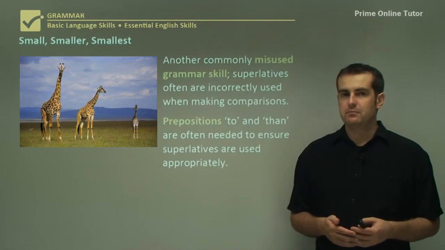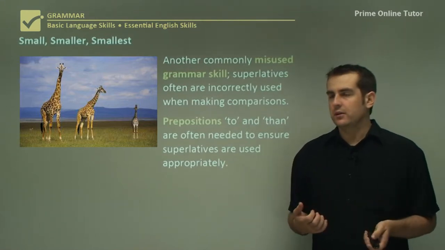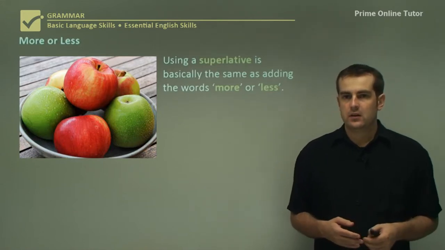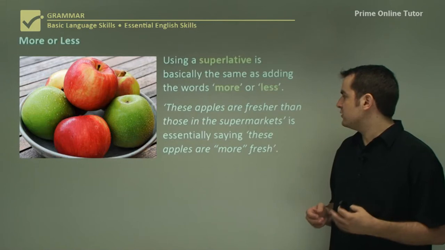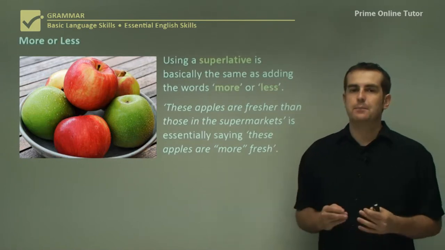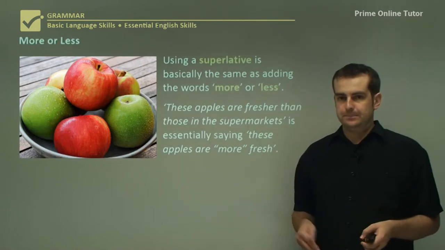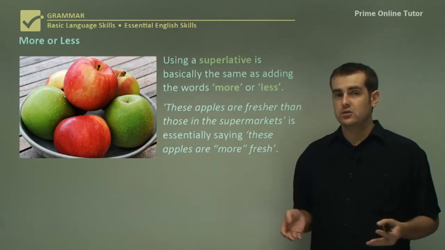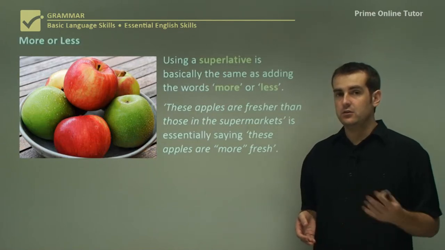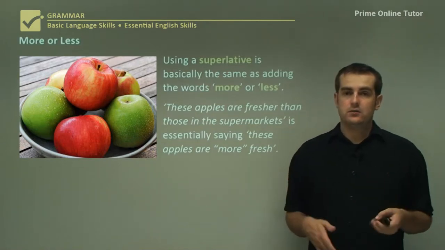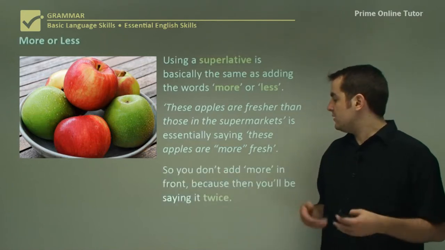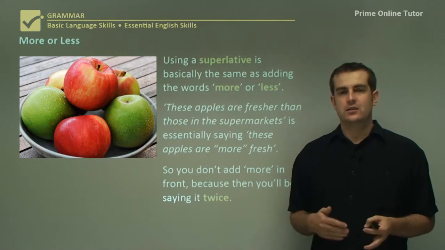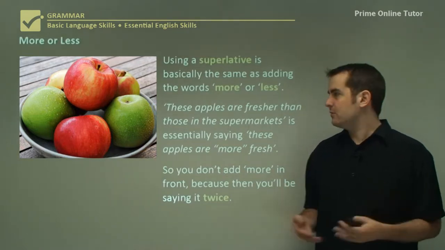Fairly simple to start with, but then we're going to go a little bit more complicated. So let's start with more or less. And that's basically what a comparative is to start with. To say that these apples are fresher than those in the supermarkets is basically saying that these apples are more fresh. This is something that I quite commonly pull up when I see students use it. When I see people like you use superlatives, quite often what happens is that they use it twice. They'll say more fresher, which is sort of weird, really. It's like saying it's more more fresh. So it doesn't really make sense.